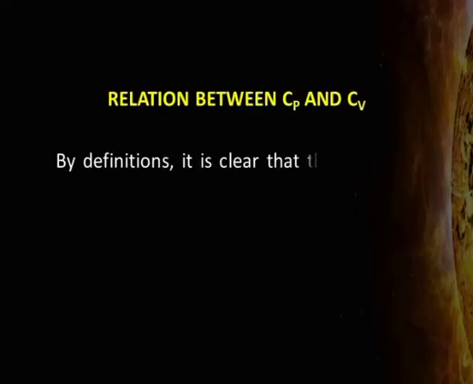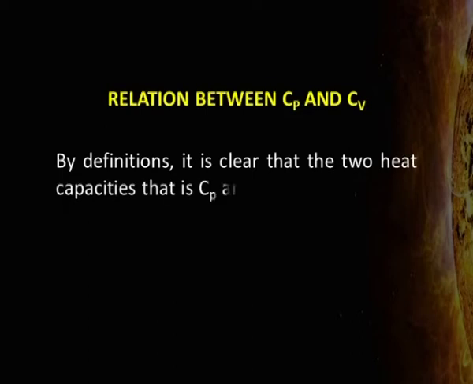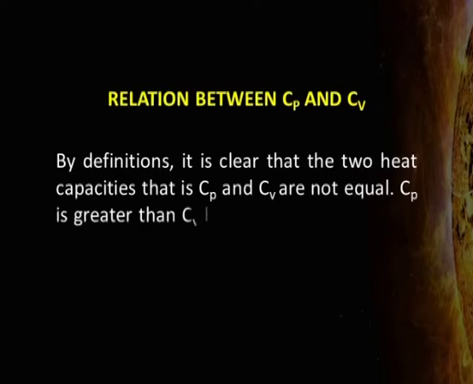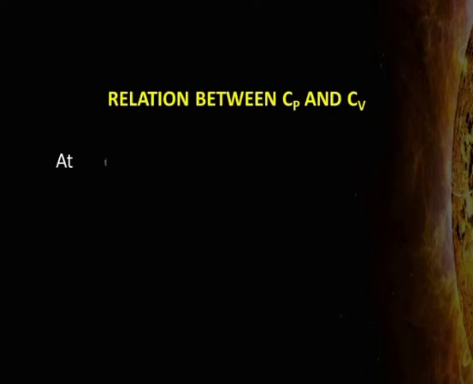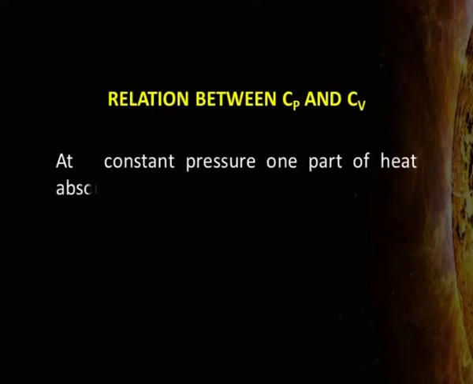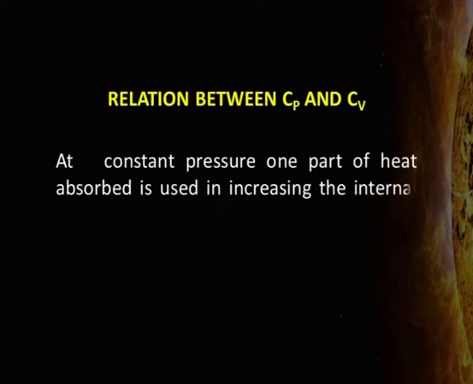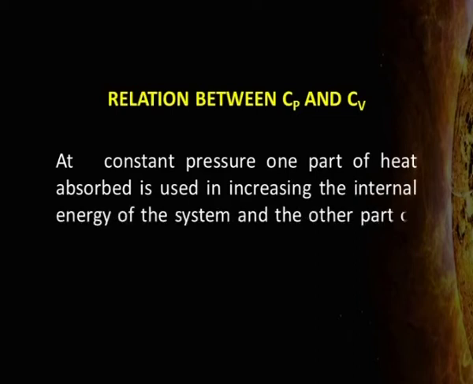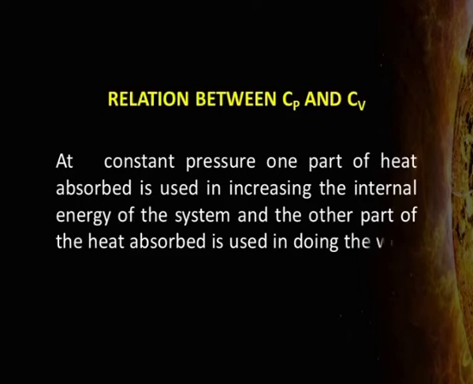Now, we will relate Cp and Cv, that is molar heat capacity at constant pressure and molar heat capacity at constant volume. By definition, it is clear that the two heat capacities, Cp and Cv, are not equal. Cp is greater than Cv by a factor which is equal to work done. At constant pressure, one part of the heat absorbed is used in increasing the internal energy of the system and the other part is used in doing the work of expansion.